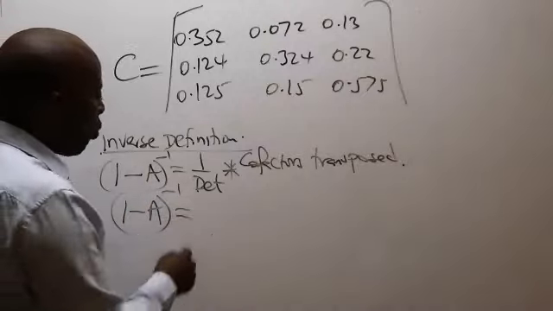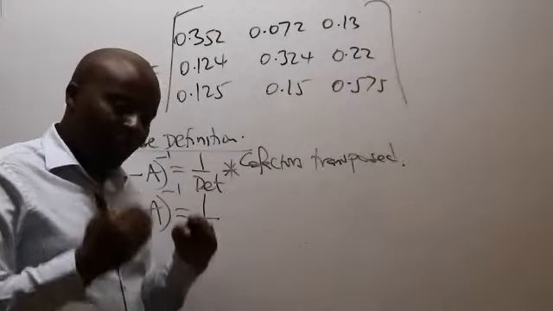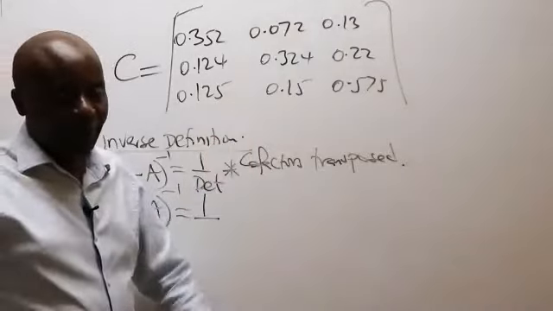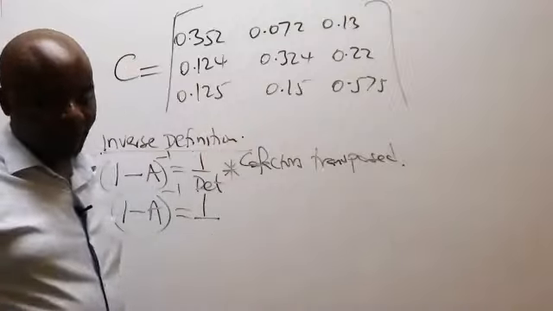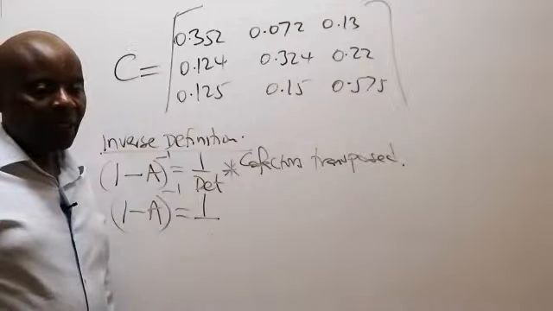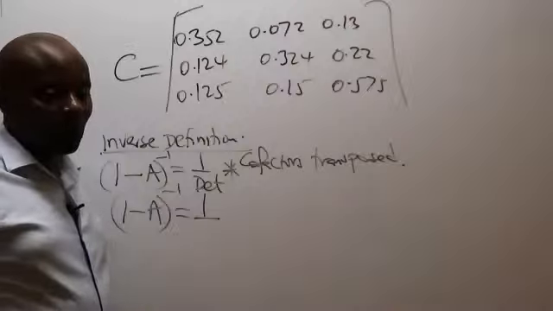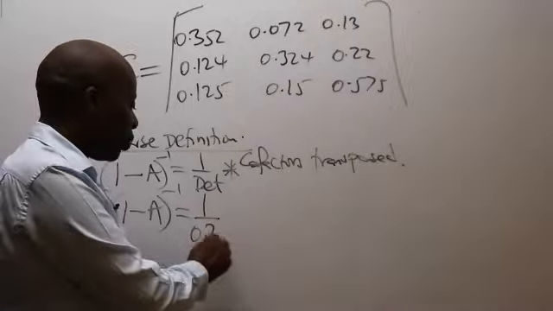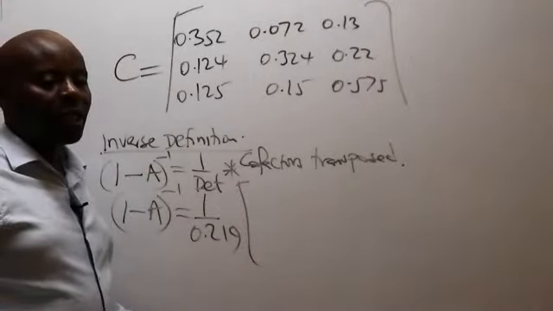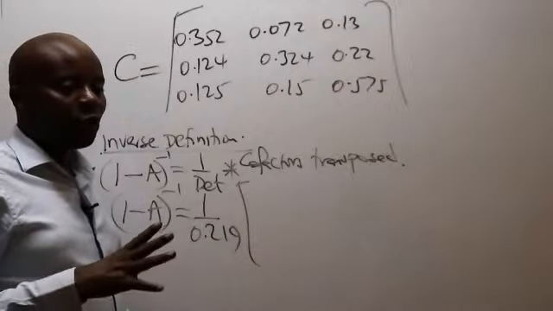So ladies and gentlemen, if that is the case, then my (I minus A) inverse will be equal to 1 over the determinant that we got in part 1. I would want someone to remind me, who is able to remember that figure? 0.219. So this is 0.219, times the cofactors, thank you very much James, times the cofactors transposed.